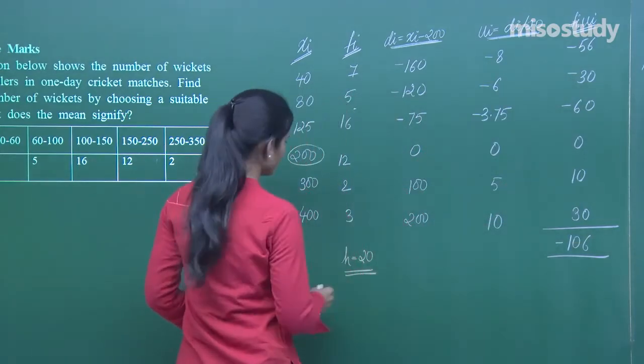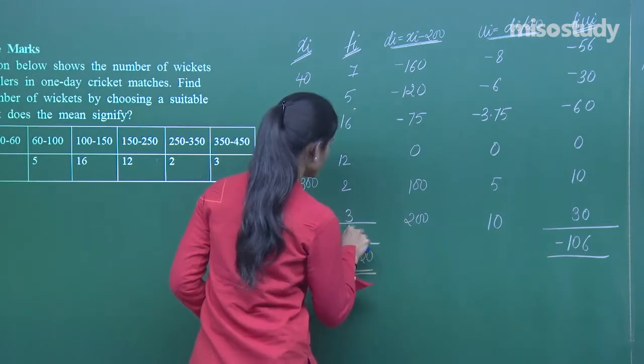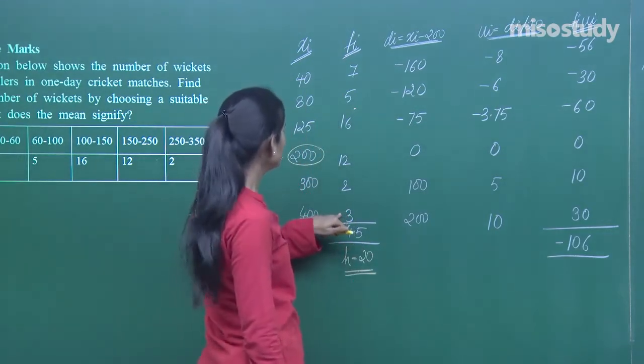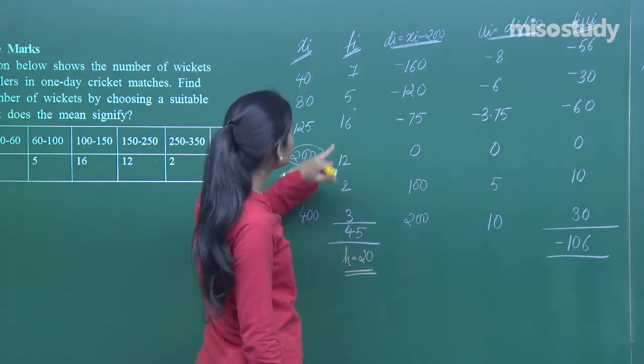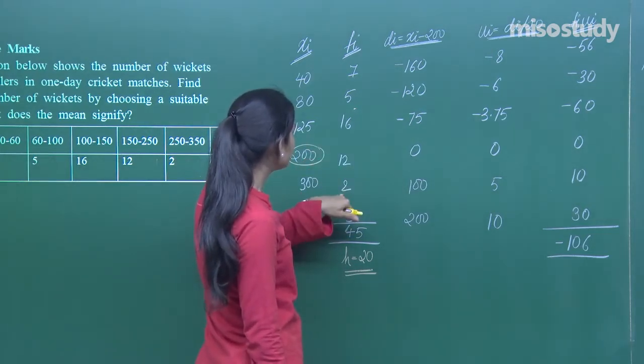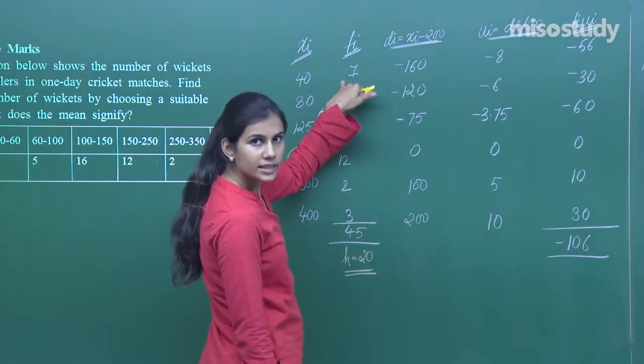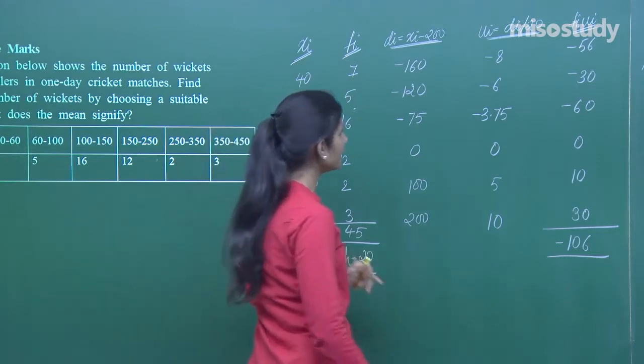And the summation fi is going to come out as 45. Is it clear? How? Let's see. You have 7 plus 5, 12, then 28, 40, 42 and 45. So you have 45 over here.